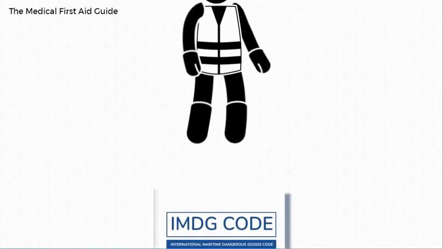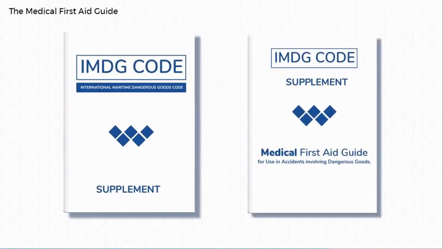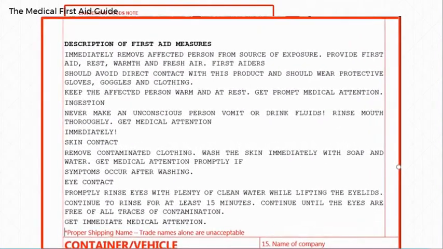In these circumstances, you can find medical advice on board in the supplement to the IMDG code, in the Medical First Aid Guide for use in accidents involving dangerous goods. You may also find specific advice on emergency response after exposure to hazardous substances in the Dangerous Cargo Transport document.